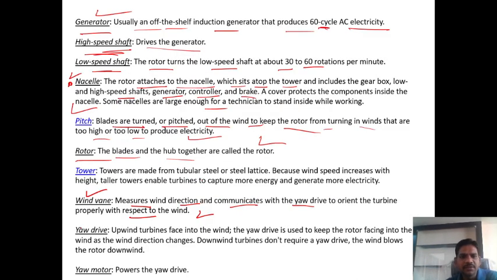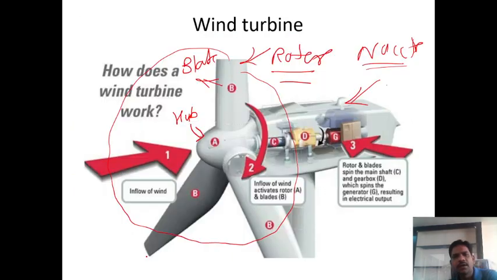Then after that, what is the yaw drive? An upwind turbine has to face into the wind. The yaw drive is used to keep the rotor facing into the wind as the wind direction changes. Downwind turbines don't require a yaw drive, because the wind blows the rotor downwind. The yaw motor powers the yaw drive, guys.